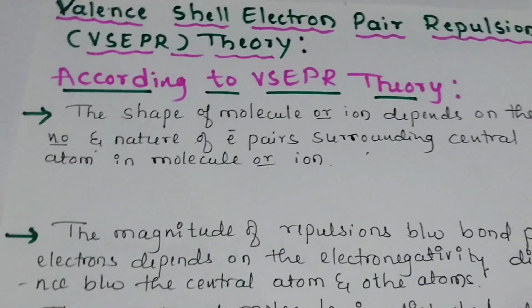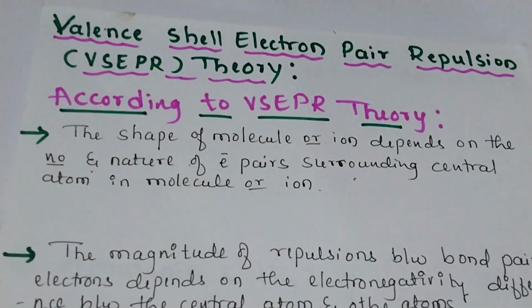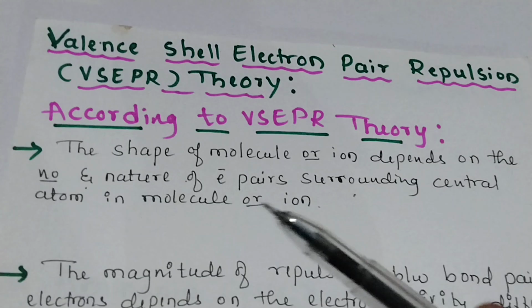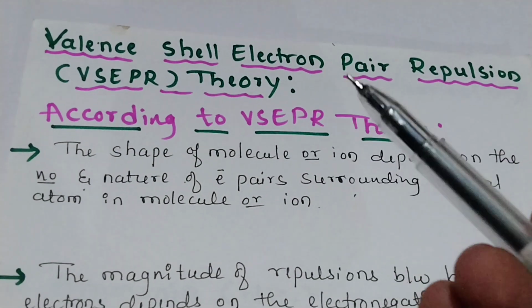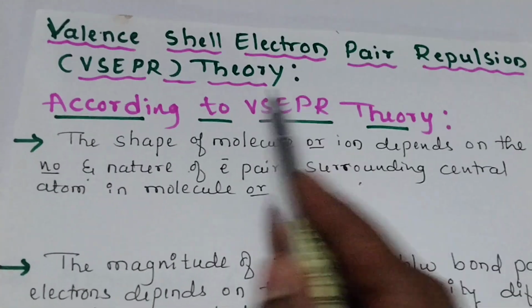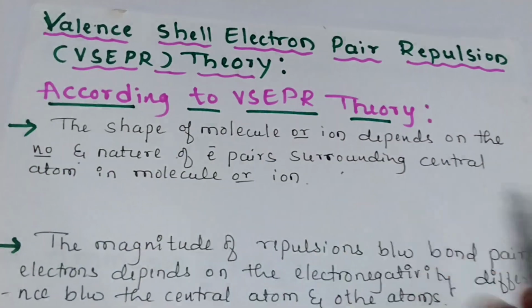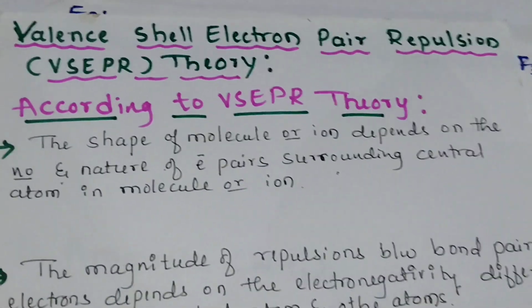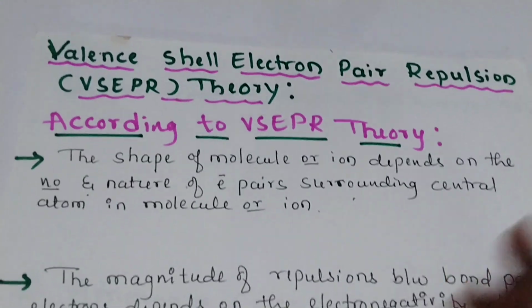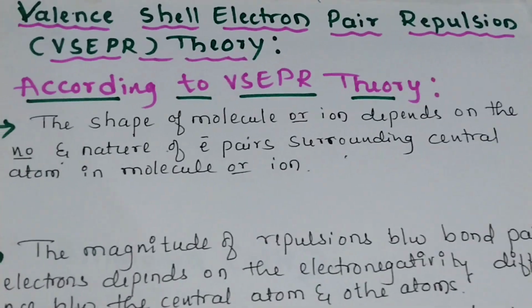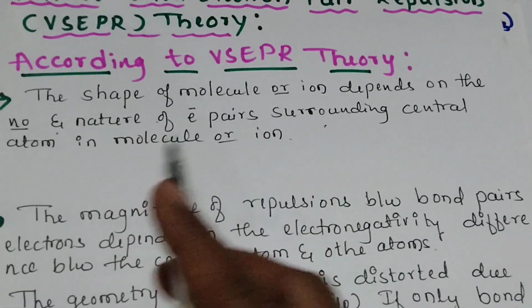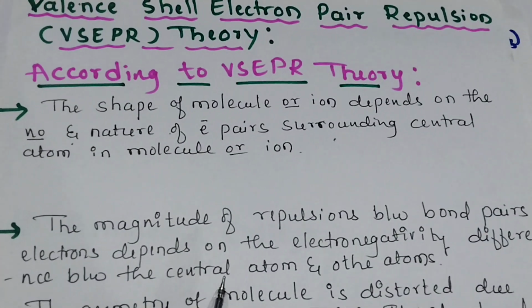According to VSEPR theory, the name itself indicates valence shell electron pair repulsion theory. It is based on the number of valence electrons surrounding the central atom and how the repulsion occurs. So let us consider the postulates of VSEPR theory.